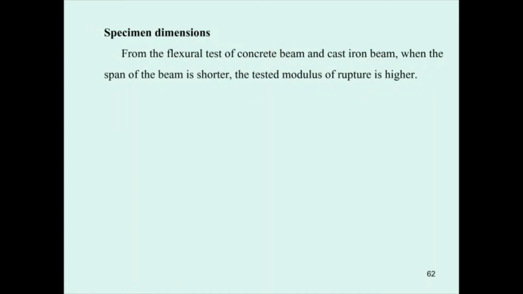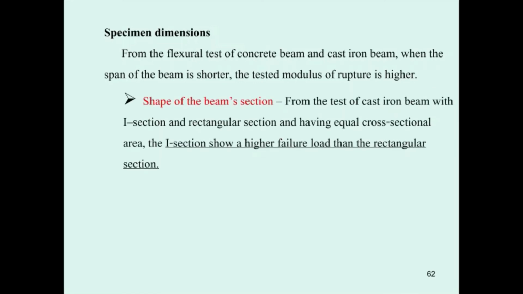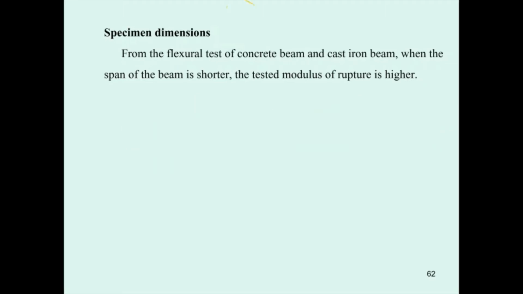Specimen dimension. When the span is shorter, what we have from the flexural test of the concrete beam and the cast iron beam is that when the beam is shorter, the modulus of rupture is going to get higher. That is noticed from the test.